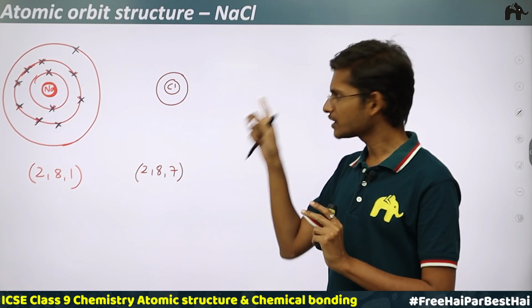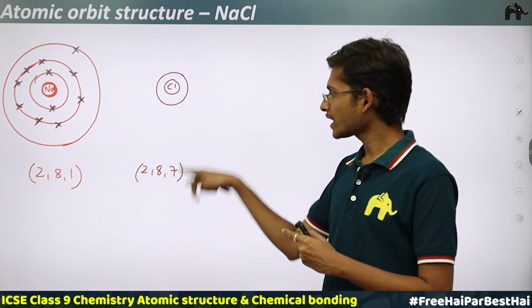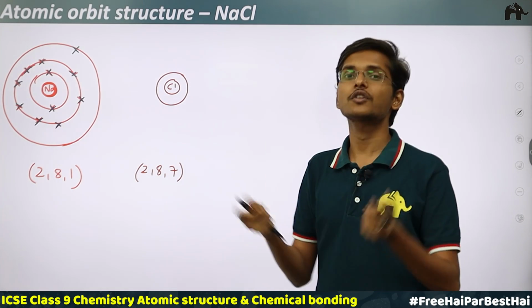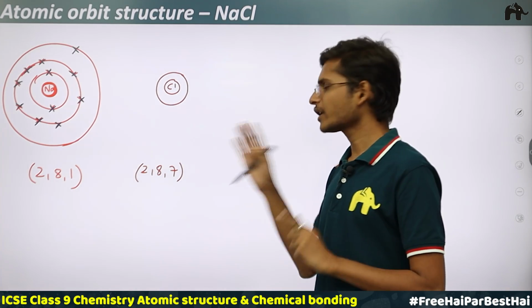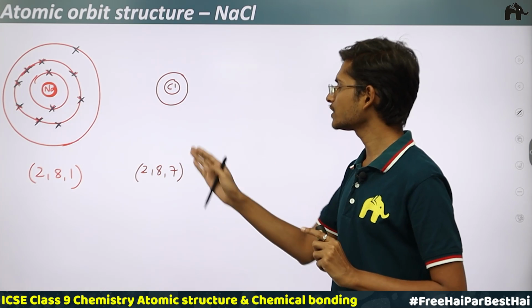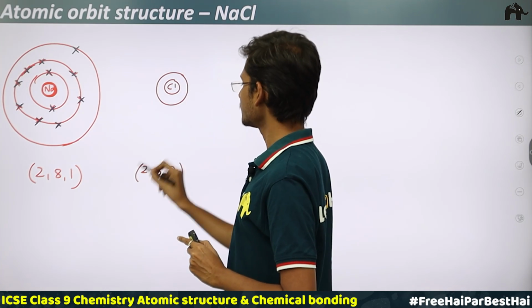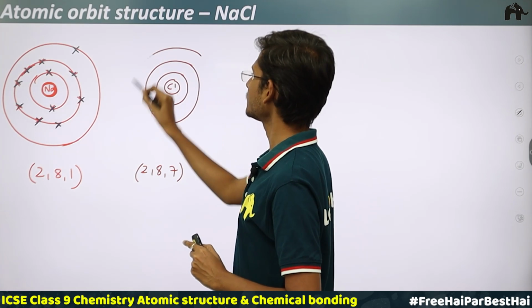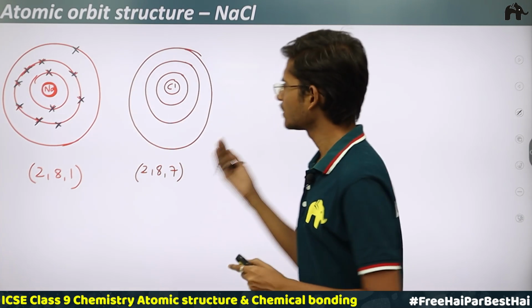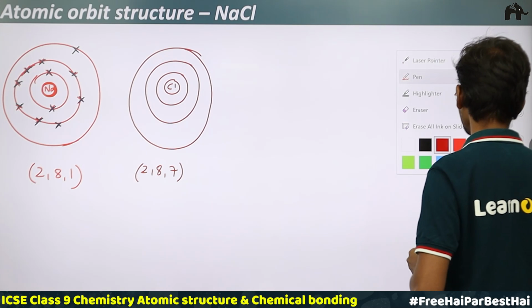If you want, you can pause the video. Before I write the electronic configuration, think on your own, try to apply the concepts which we studied in the previous video, and then you can simply write the electronic configuration. So chlorine is 2, 8, 7. Then there are 3 shells which need to be drawn. So 1, 2, and then the third shell. Then I'm going to show the electrons in it.